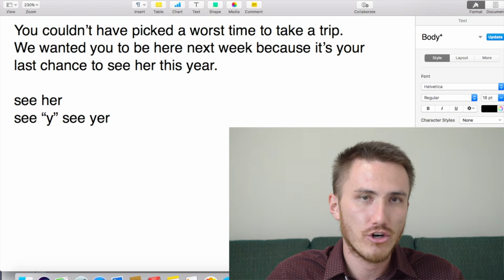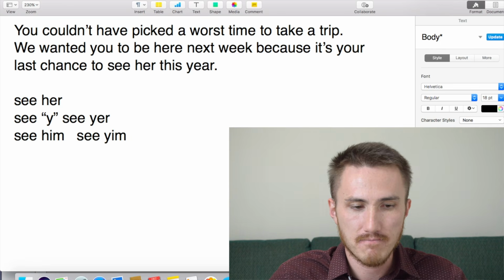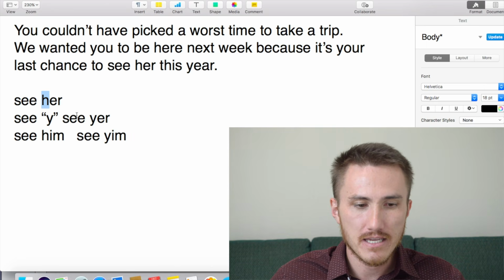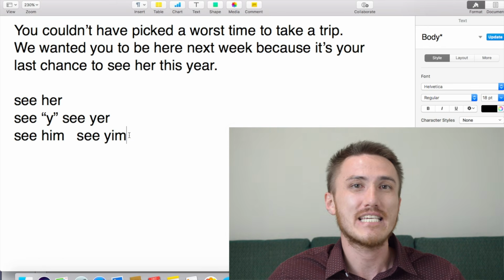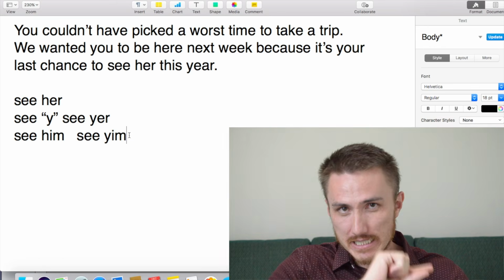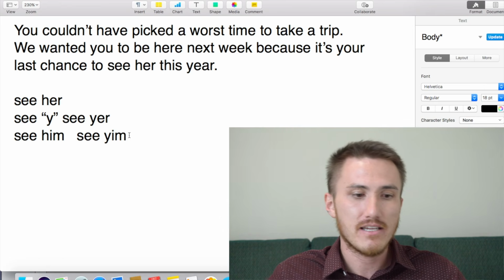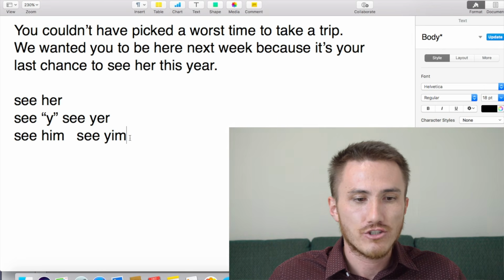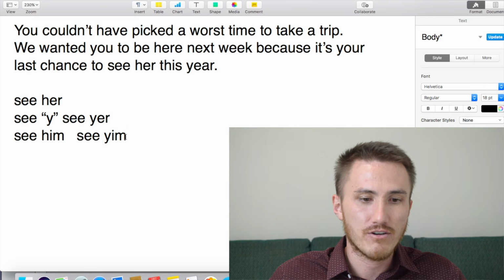"seer," "seer," okay? The same thing, if I say "see him," it would be "seeim," okay? So the H on her, him, his, hers is very weak. It's usually skipped over, right? The consonant in the last word just skips the H and links directly to the "er" or the "im." So in this case, it's "seer." Instead of "see her," "seer this year."